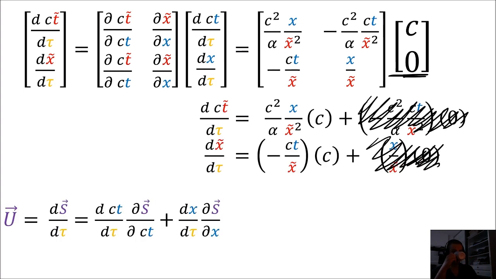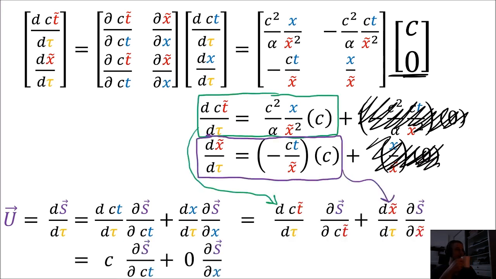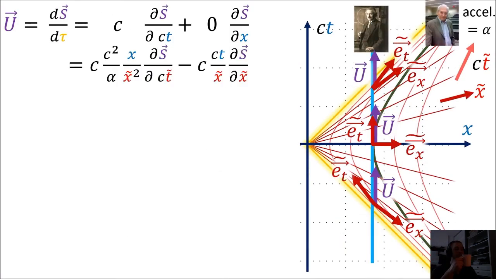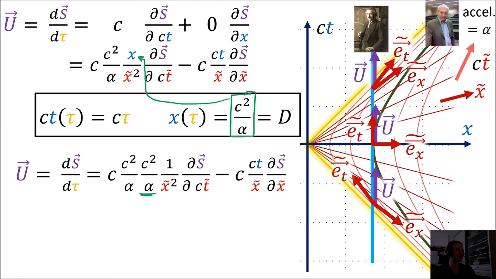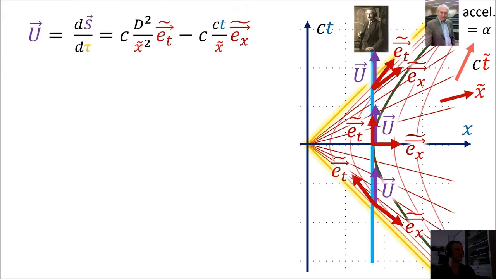So we already know the components of u in Einstein's frame, but if we sub these in, we get the components of u in Rindler's frame. We get c times c squared over alpha times x over x tilde squared for Rindler's time component, and negative c times ct over x tilde for Rindler's x component. If we recall that the x-coordinate for Einstein's path is a constant value of x equals c squared over alpha, we can sub this in for x. And since c squared over alpha is just the Rindler distance d, we can replace this pair of c squared over alpha terms with d squared.